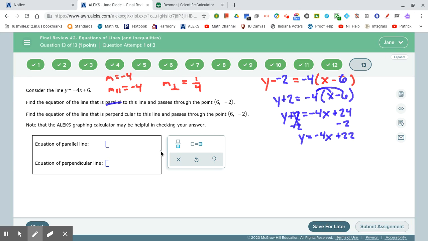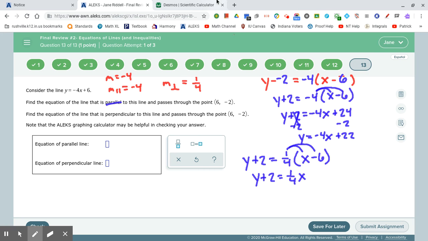Now I need to go for perpendicular. So same thing, only difference is, I'm still going to have my y plus 2 equals, but I'm going to have a different slope. Since it's going through the same ordered pair, that's why I still have a y plus 2. But now instead of having a -4, which was my slope before, I'm going to have a 1/4. Parentheses, and then I still have my x minus the x coordinate, which is 6. So get rid of parentheses by multiplying through. This gives me y plus 2 is equal to 1/4 times x.